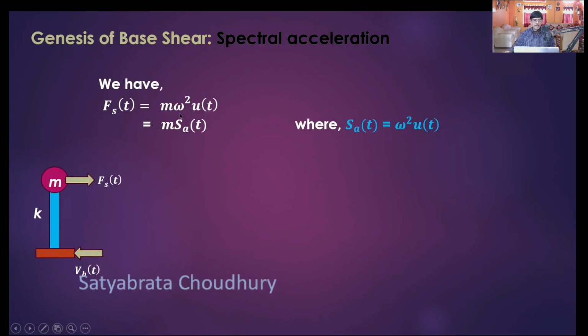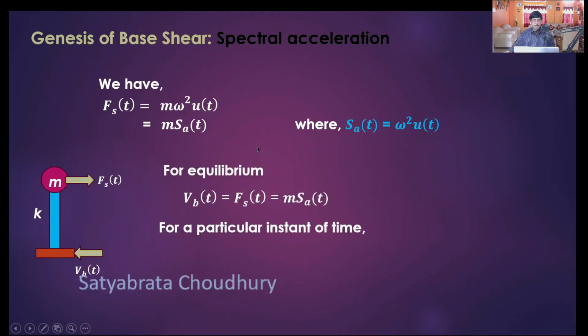And this omega square ut we shall designate by a new symbol for our convenience. This we are putting as Sat. And this is your spectral acceleration, which is changing with time in the dynamic system. Sat equal to omega square ut is the substitution we have made. So Fst has been converted in terms of m Sat. For equilibrium, Fst and Vbt are the same. So Vbt equal to Fst equal to m Sat. For a particular instant of time, this is valid. In general, if we ignore this time parameter, then we can write Vb equal to mass into spectral acceleration.